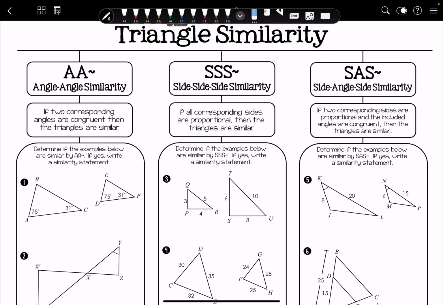Hey everybody, so we are going to be talking about triangle similarity. Now, triangles can be proven similar by three different ways.